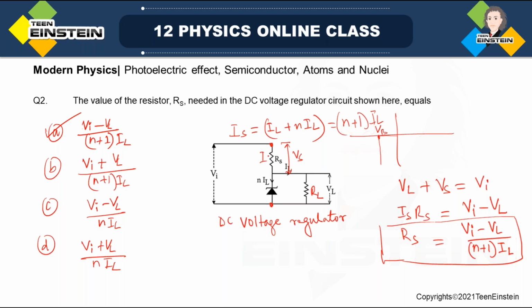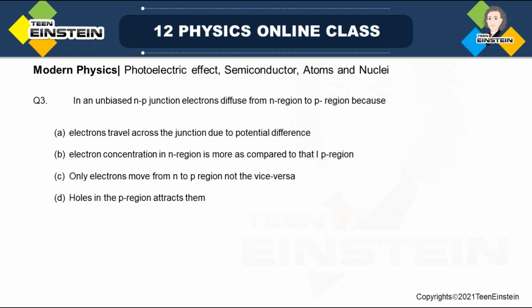See here, when the current is increasing through this RS, current is increasing through this diode also, but voltage is not changing across the diode. This is the special property at the breakdown region. That's why the Zener diode is used at the breakdown region, and we have very great applications of the Zener diode, especially in this regulator circuit. Okay, all right, we'll go to the next question.